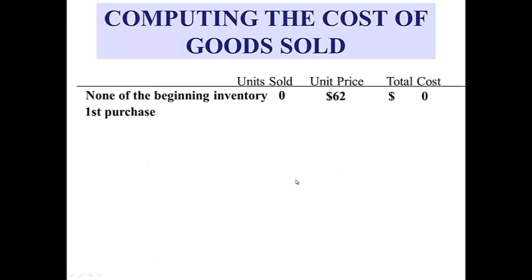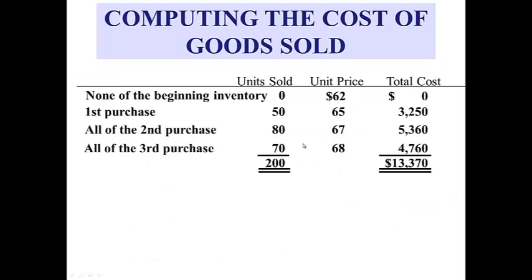Okay, so when we cost those out, we had none from beginning inventory. All those went to ending inventory. So none of those were sold under last in, first out. So our last 200 units had a cost of goods sold of $13,370.